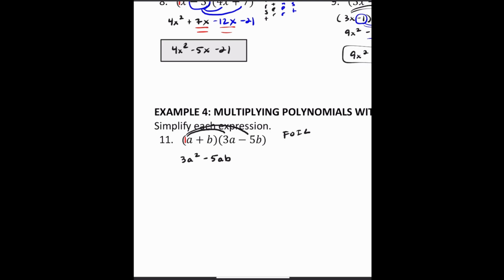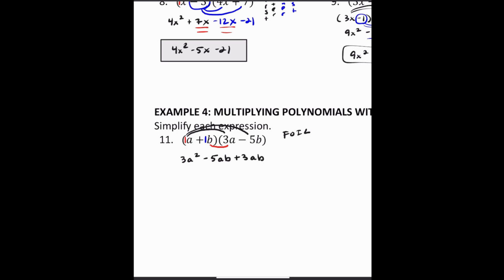Alright, so now we're going to multiply the inner term, so b times 3a. Well, first of all, we know that there's an invisible 1 in front of the b. So 1 times 3 is 3. And then we have b times a. So b times a is ba, but I prefer to have it in alphabetical order. So instead of saying ba, I'll just write ab over here.